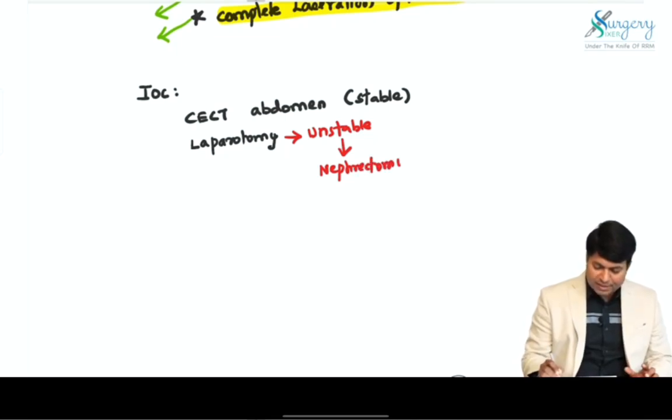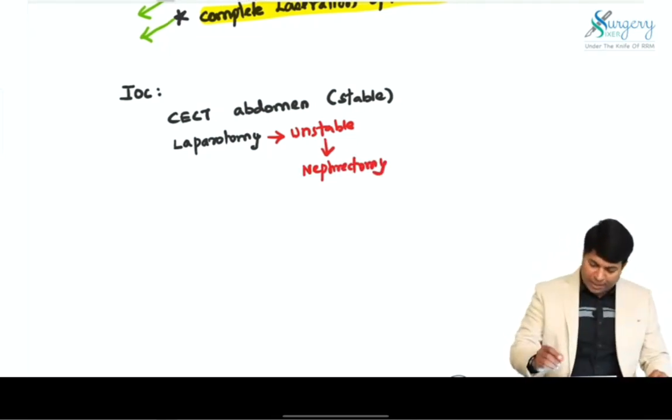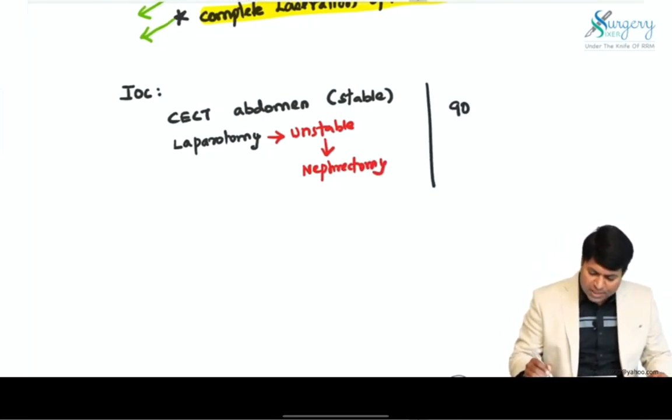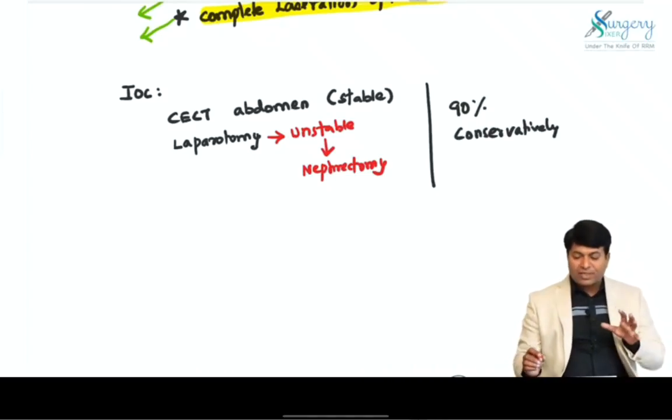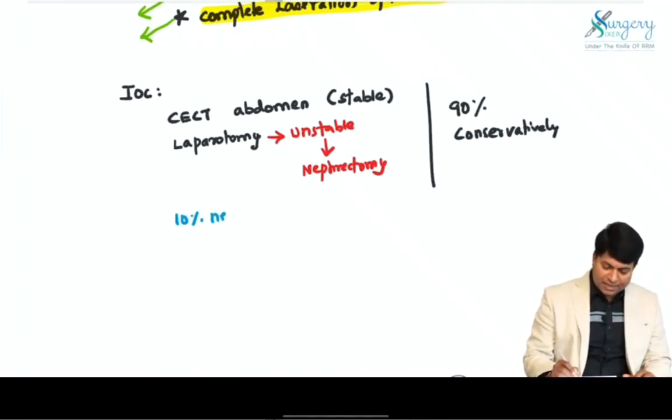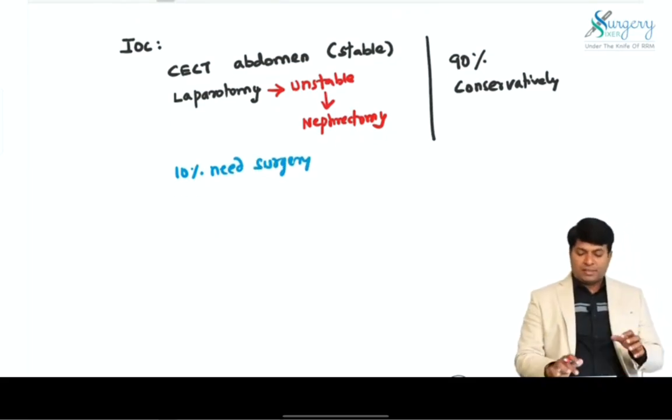But the interesting point here is, since the kidney is a retroperitoneal organ fixed in a closed compartment, 90% of them need no surgery at all. 90% can be managed conservatively without operation. Only 10% need surgery. Hence, there is a protocol I'm now going to draw.